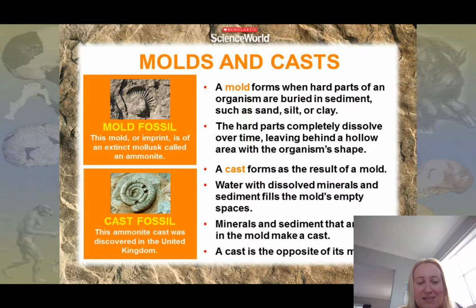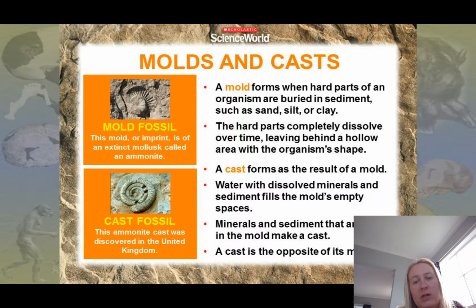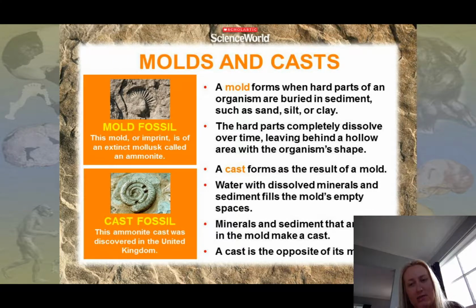So molds and casts. A mold fossil is like an imprint. Hard parts of an organism are buried in sediments such as sand, silt, or clay. The hard parts completely dissolve over time, leaving behind a hollow area with the organism's shape. A cast forms as a result of a mold. So you get the mold first, and then water with dissolved minerals and sediment fill the mold's empty spaces. Minerals and sediments are left in the mold like a cast, and the cast is the opposite of its mold.